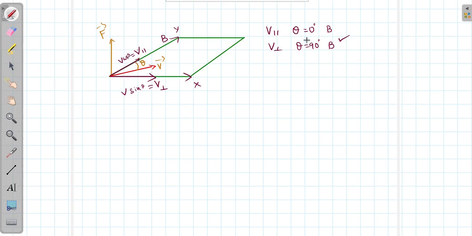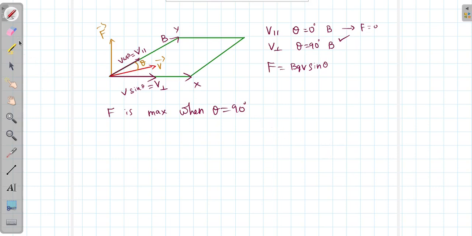Don't worry about the parallel component, because due to the parallel component there is no force. The force due to the parallel component is 0. Only we will get the force because of the perpendicular component. So that is why the force is equal to BQV sin theta, not simply BQV. Therefore, F is maximum when theta equals 90 degree.